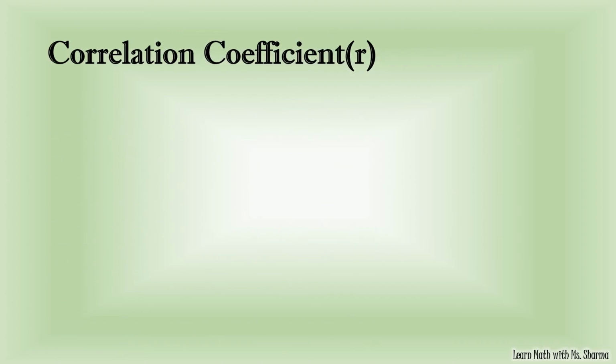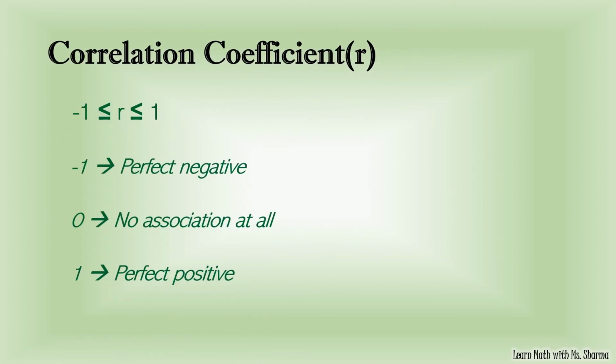Correlation coefficient R is between -1 and 1. If it's closer to -1, it's a perfect negative. If it's closer to 0, there's no association. If it's closer to 1, it's a perfect positive correlation.